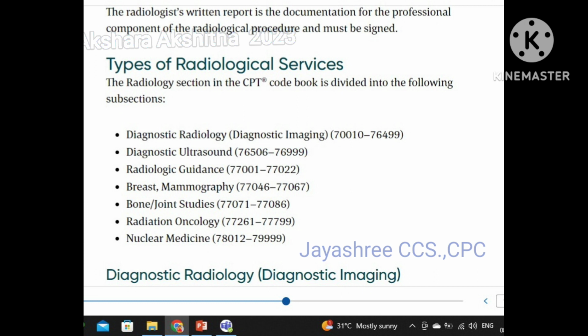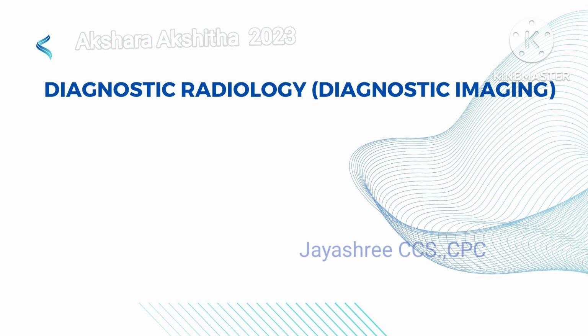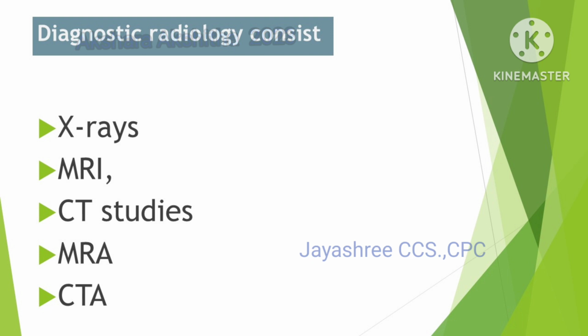Okay, next let's see diagnostic radiology. What is diagnostic? It is to identify what the problem of the patient is, what the condition of the patient is. To identify that, the doctor may use radiological services. There are a few radiological services available in our CPT book: X-ray, MRI, CT, CTA, MRA. Based on this, we need to code the final CPT code.